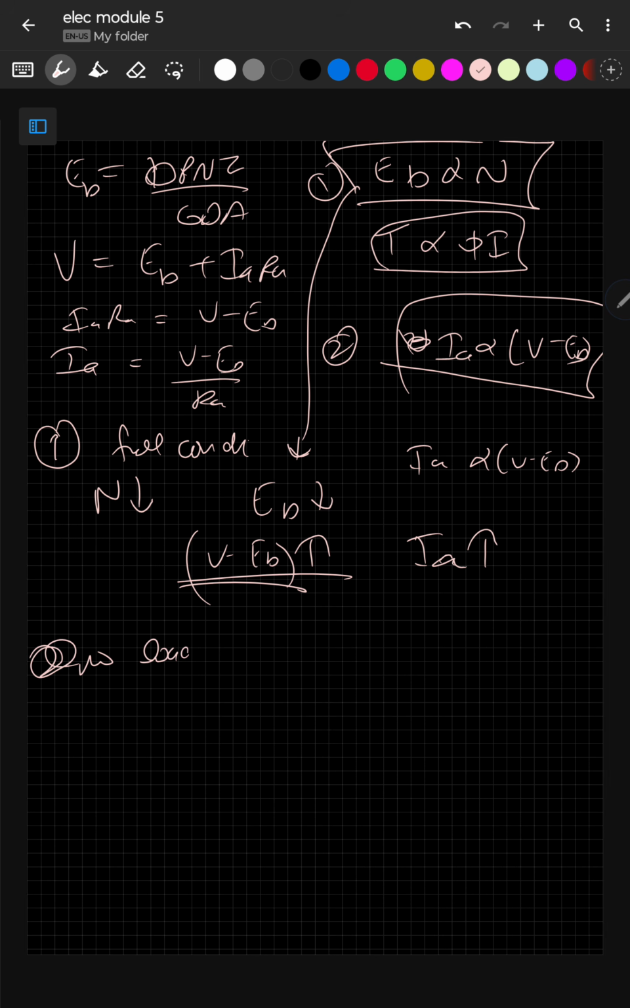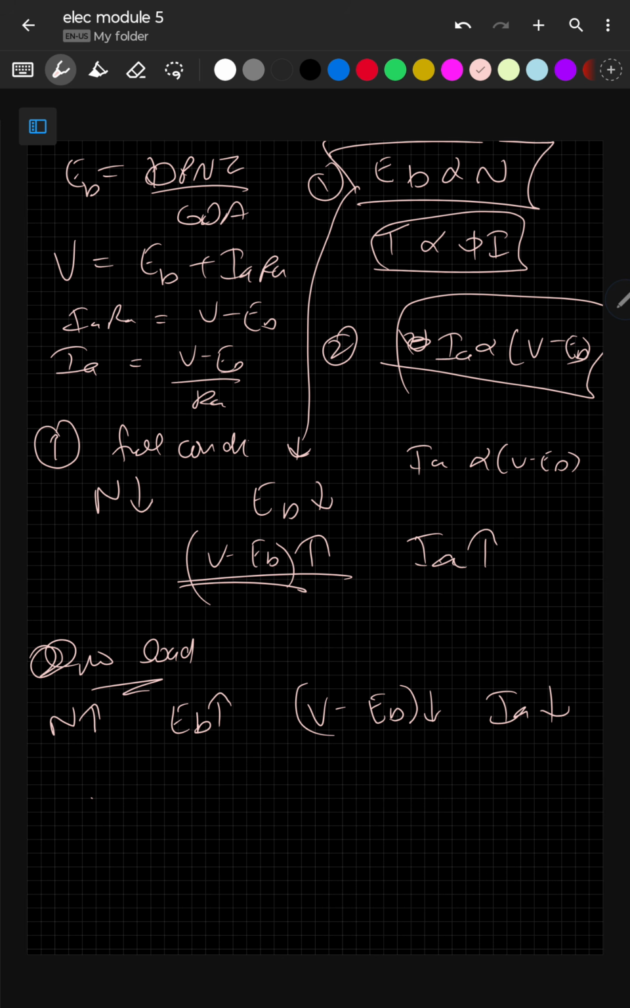Second is no load condition. Here, when some load is suddenly removed from the shaft, the speed of the motor suddenly increases. Because speed increases, back EMF will increase. As the back EMF increases, V minus EB will decrease. As V minus EB decreases, IA will decrease. So the armature will draw less current to satisfy the load condition.